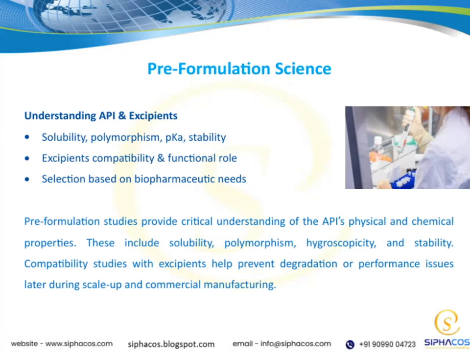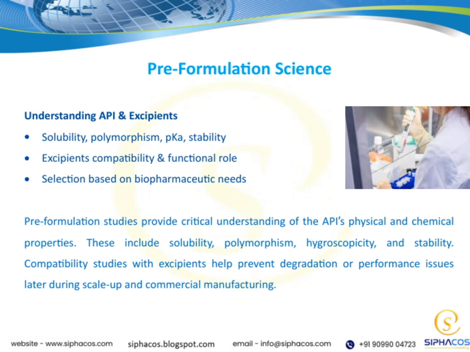Let's talk about preformulation science, which is a crucial step in the drug development process. Here, we focus on understanding the API, or active pharmaceutical ingredient, along with the excipients we plan to use. It's essential to grasp properties like solubility, polymorphism, pKa, and stability, because these factors directly influence how the drug behaves and its overall effectiveness. Solubility, for instance, determines how well the API dissolves in bodily fluids, which impacts absorption.